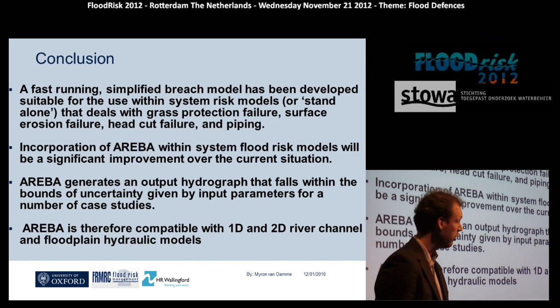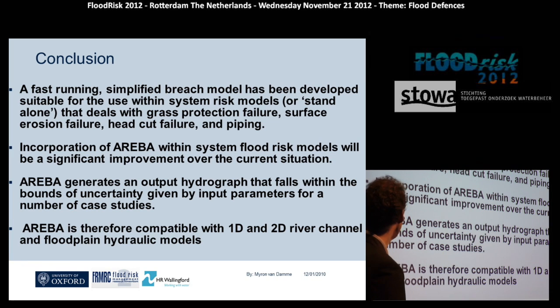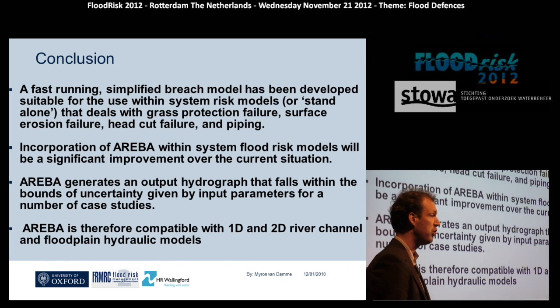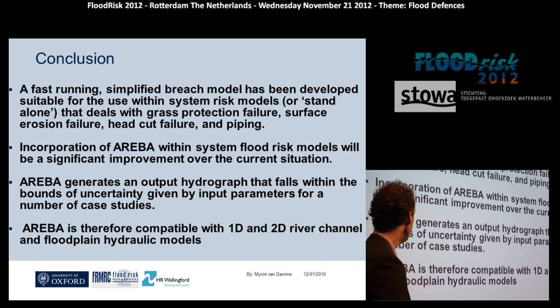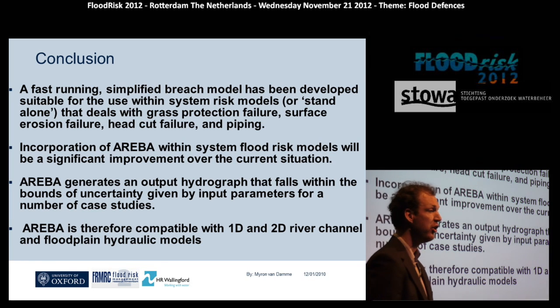So as conclusions, the Ariba model is a fast-running, simplified breach model that has been developed and is suitable for use within system risk models because of the speed at which it runs. It deals with gross protection failure, surface erosion failure, headcut erosion failure, and piping. The incorporation of Ariba within system flood risk models will be a significant improvement over the current situation.